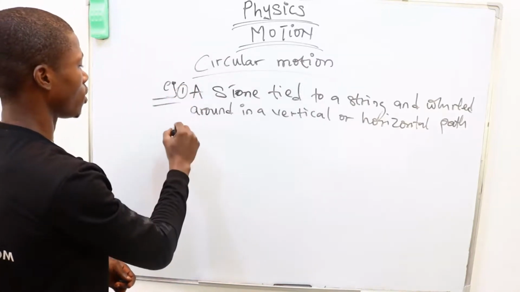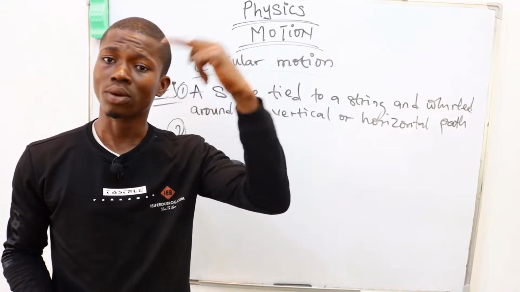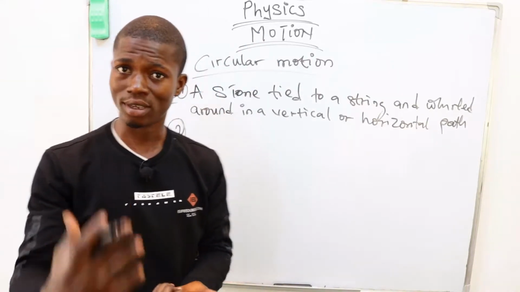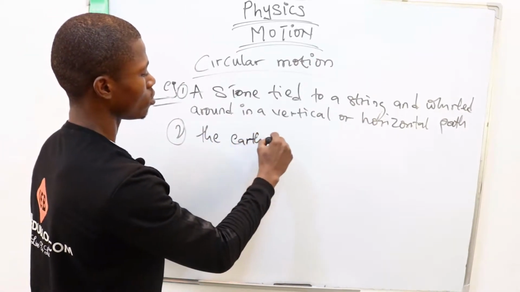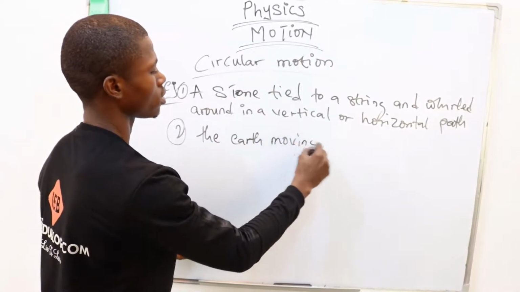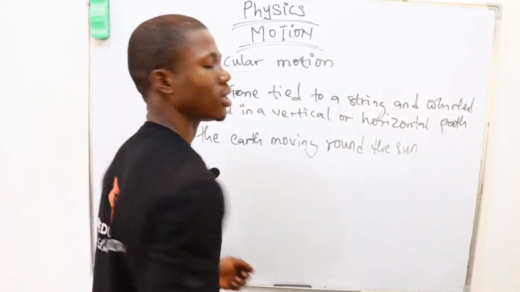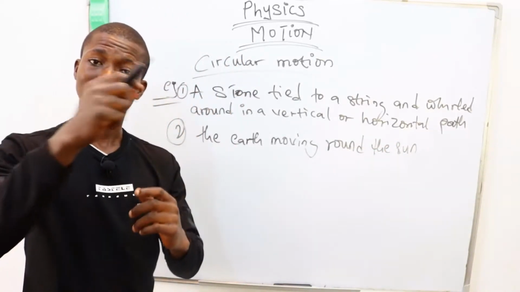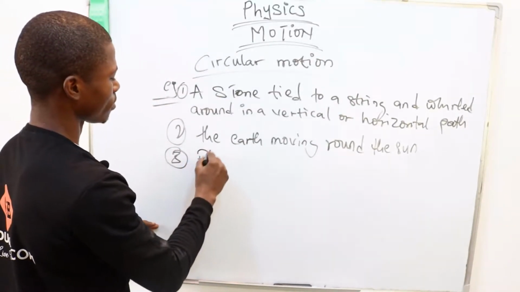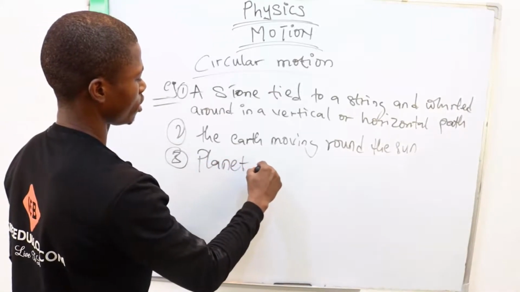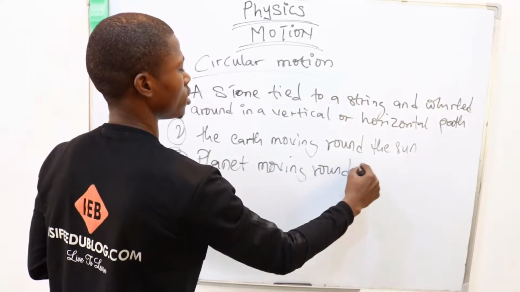And this is our second example of circular motion: when the earth moves around the sun. It is making a circle, it is still a circular motion. The earth moving around the sun. And the example is the planet also. The planet revolves, it moves around the sun. Again, our three is planet moving around the sun.